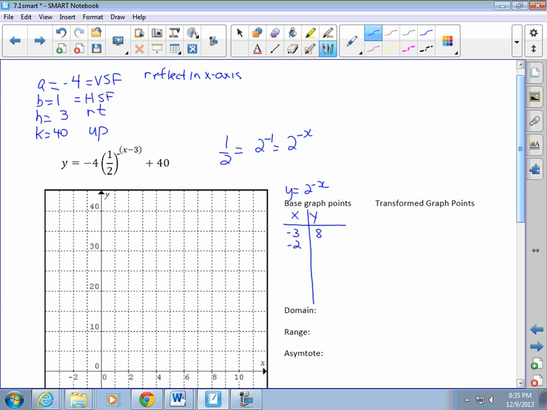If it's -2, it's a 4. If it's -1, it's a 2. 0 is 1. 1 is 1/2. 2 is a quarter, and 3 would be 1/8. So if I do my transformations again, my R, this time because it's a reflection in the x-axis and it's the A, then that means that it's the y value that will be affected.